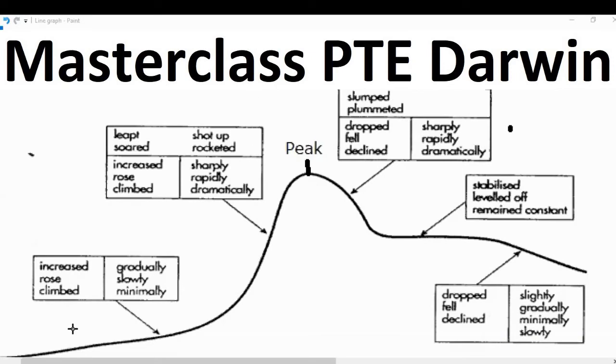Okay, for this sort of change we use increased, rose or climbed. And how is it increasing? Gradually, slowly or minimally, because the change is very little.